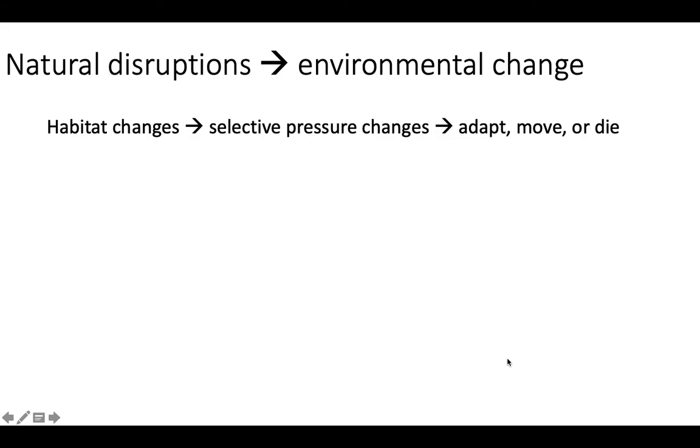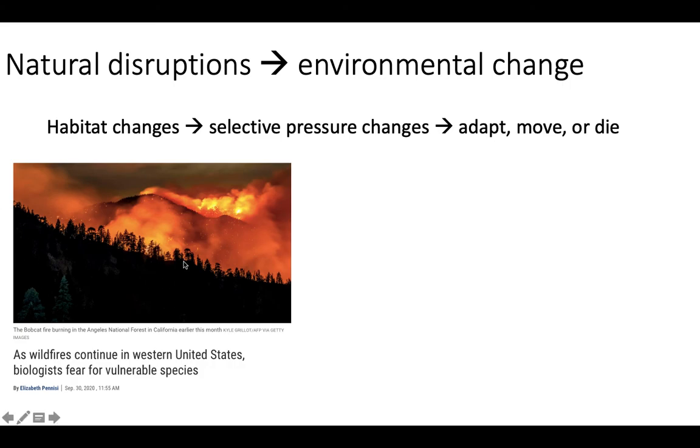So, like I said, natural disruptions can lead to environmental change, and these environmental changes alter the habitat. That's going to change the selective pressures on the different organisms living there, which is going to lead them to either adapt, move, or die. Right, so imagine we've got a wildfire that comes through, it leads to some environmental change, it changes the habitat. That's going to put some pressure on organisms.